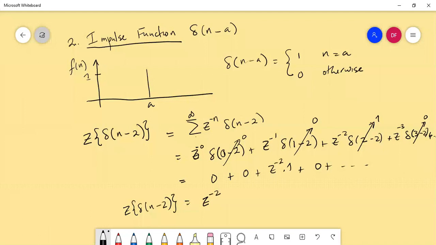Okay, sir. So you're using the impulse function where at 1, n is equal to a, and otherwise everything else is 0. Yeah. Okay, sir, because I was wondering how you get 3 minus 2 and still end up with a 0.